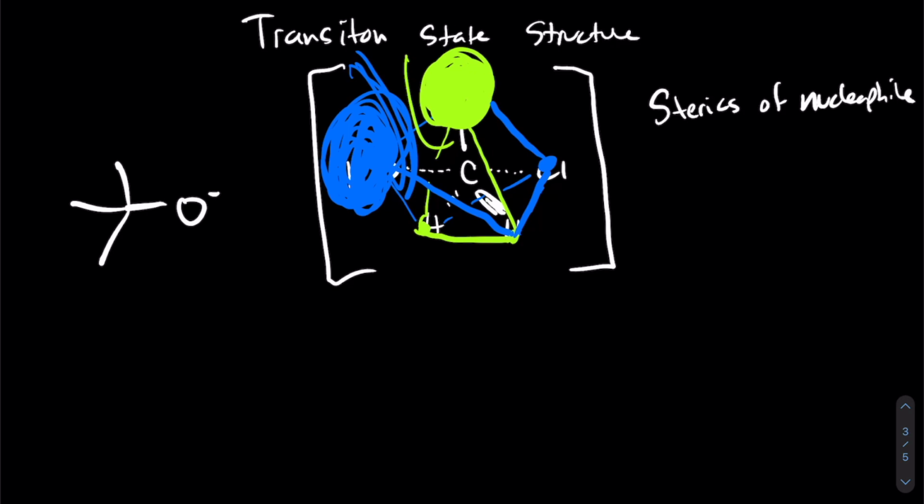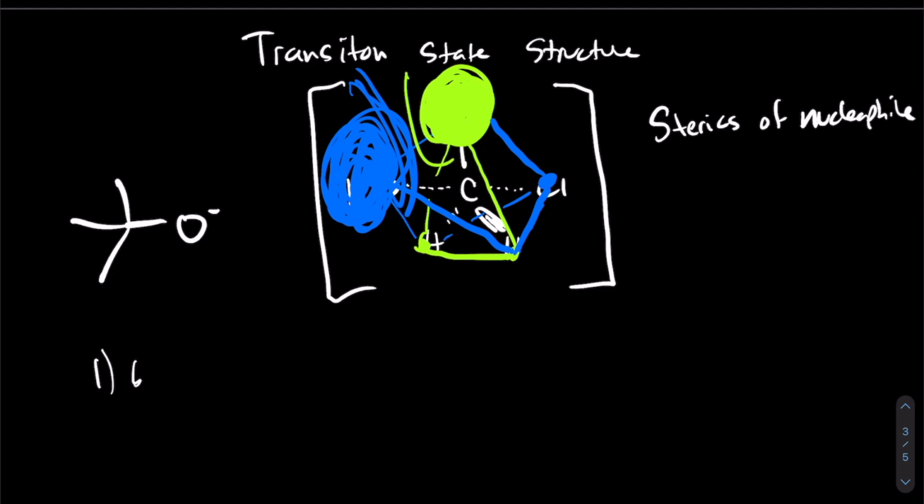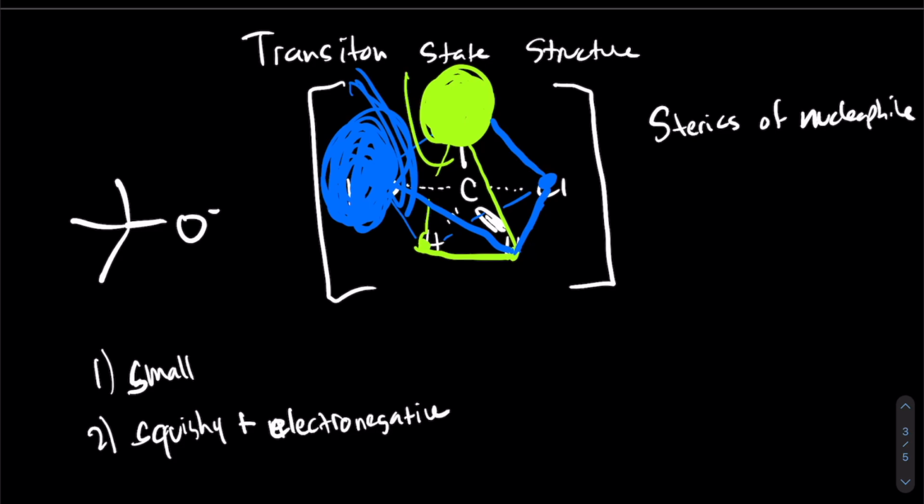So if a nucleophile is very large, this reaction pathway is just not going to really happen. In order for this SN2 chemistry to occur, we need to have a couple of things be true. Let's get the nucleophile. For the nucleophile, we need it to be small. It needs to be squishy, really a combination of squishy and electronegative.